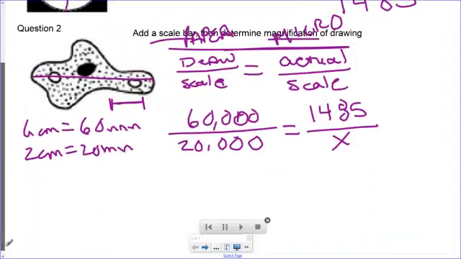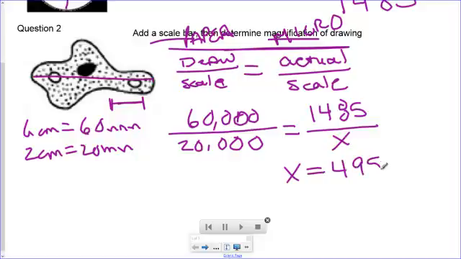So all you're going to do at this point is solve for x, and x is going to be equal to 495 micrometers. Just to make sure you are plugging the numbers into your calculator correctly. That means that this scale bar is 495 micrometers in length as a scale. So 2 centimeters of a scale bar represents 495 micrometers under a microscope.